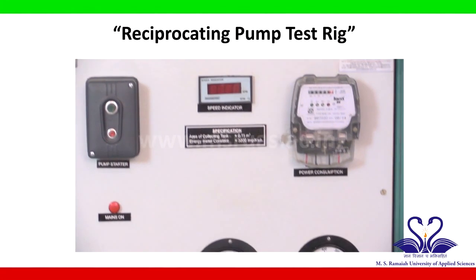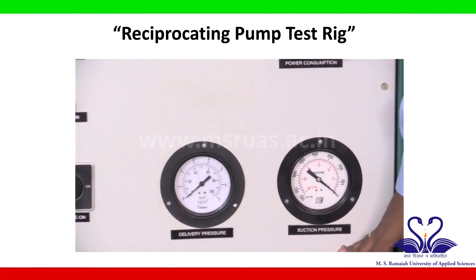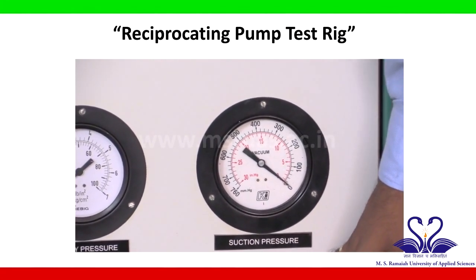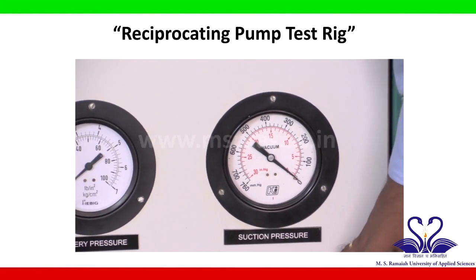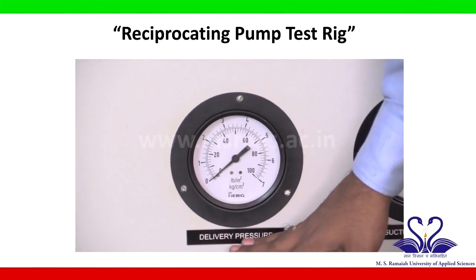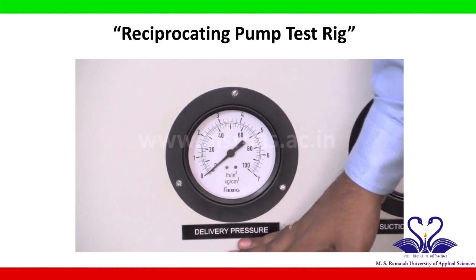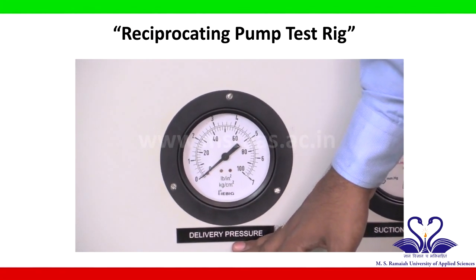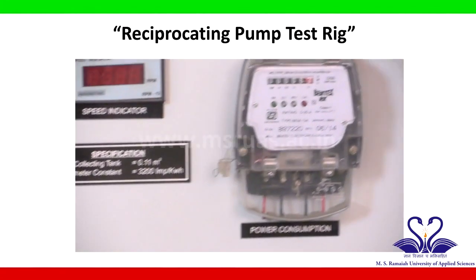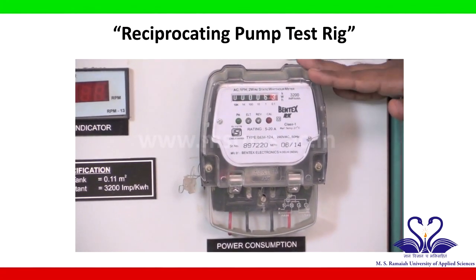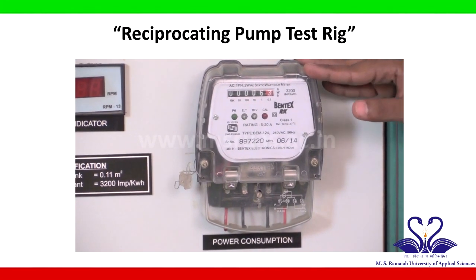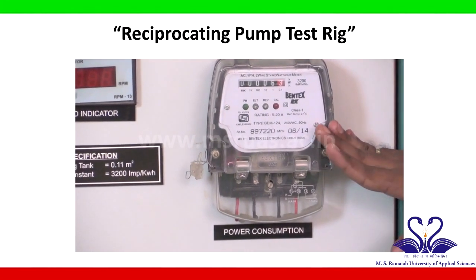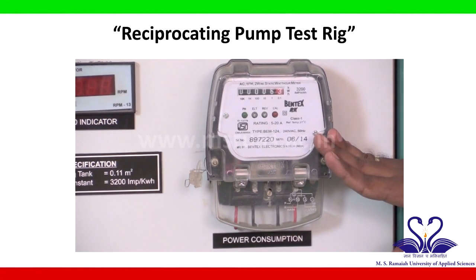Also, we have a suction pressure gauge which indicates the suction pressure in millimeters of mercury. The discharge pressure or the delivery pressure of the water can be seen over here on the Bourdon gauge. Here, the pressure is measured in kg per centimeter square. The power consumption of the motor can be calculated using the energy meter. Here, we have to note down the time required for a certain number of blinks on the energy meter, and using that we can calculate the power consumption.